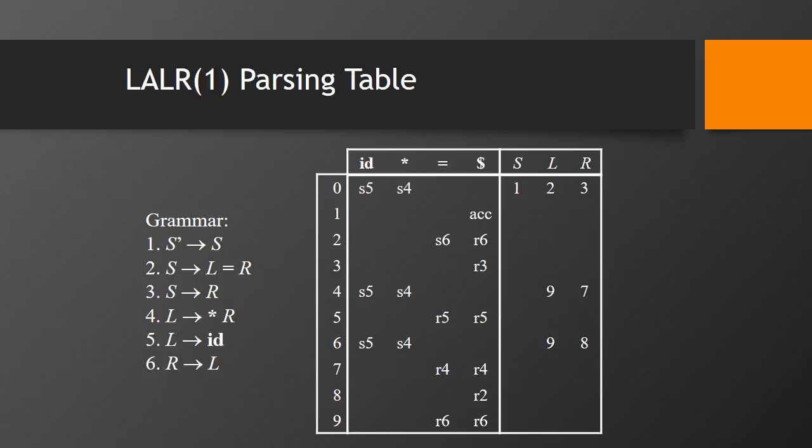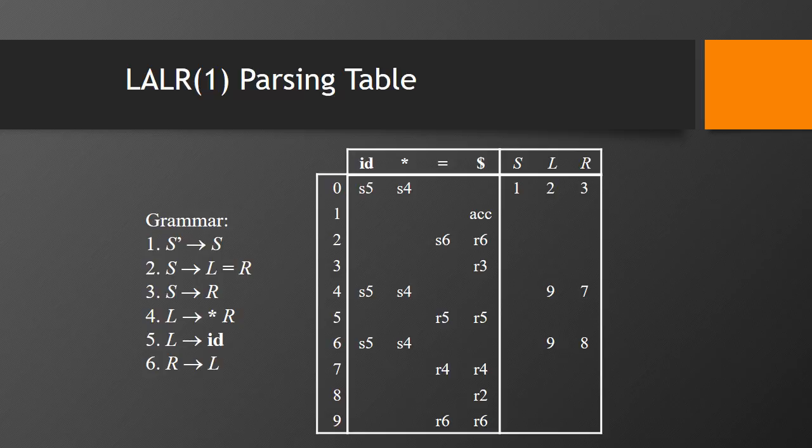Item 6 of ID will be S5 and I6 of star will be S4. Similarly, item 7 of equal to will be R4 and item 7 of dollar will be R4. Similarly, I8 of dollar will be R2, I9 of equal to is R6 and I9 of dollar is also R6. Similarly, S of 0 is 1, L of 0 is I2, R of 0 is I3.